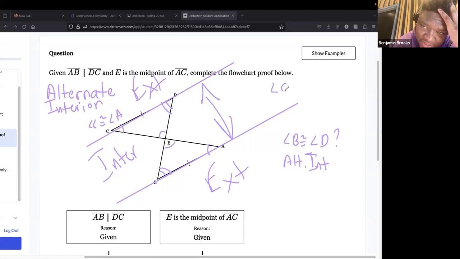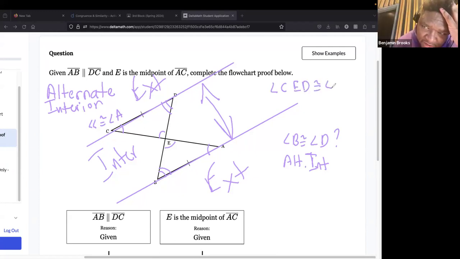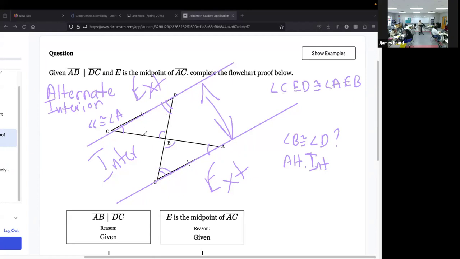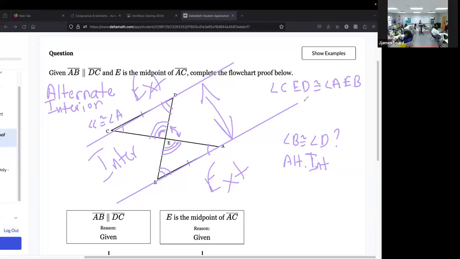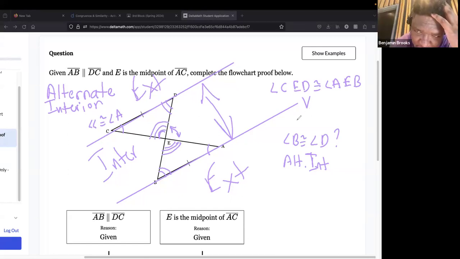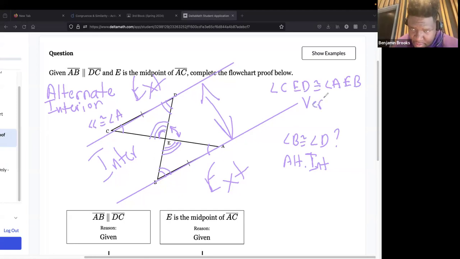And then I can say that angle CED is congruent to angle AEB. I can say that this angle is congruent to this angle because these are what kind of angles? What kind of angle pair is that, guys? Starts with a V. What kind of angles are those on the inside made by the lines? Vertical. Thank you.